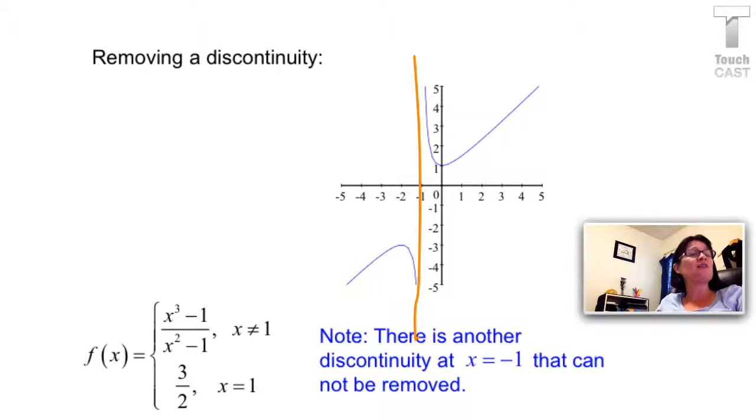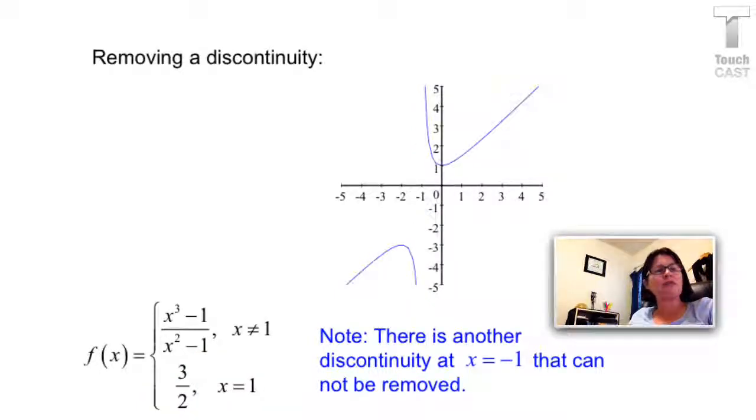So the discontinuity at x equals 1 is removable. So I have removed the discontinuity by filling in a new function value at x equals 1. The discontinuity at x equals negative 1 is an essential discontinuity. It can't be helped.